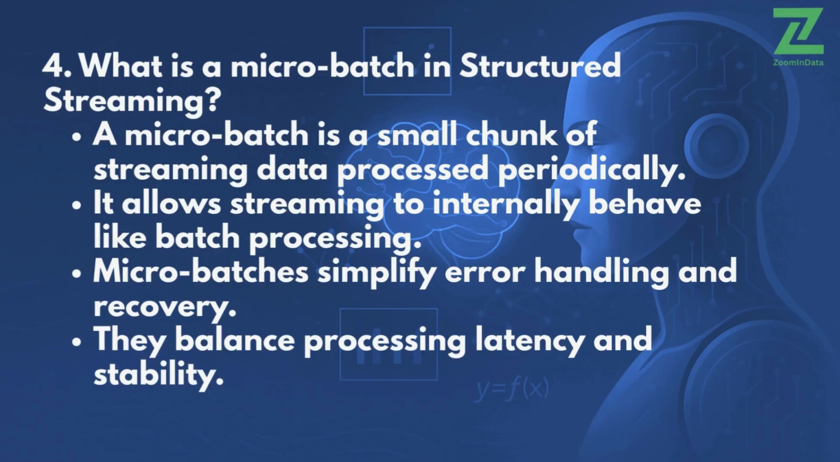What is a micro-batch in structured streaming? A micro-batch is a small chunk of streaming data processed periodically. It allows streaming to internally behave like batch processing. Micro-batches simplify error handling and recovery. They balance processing latency and stability.